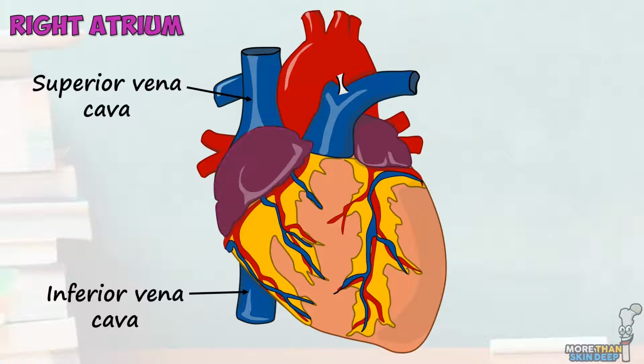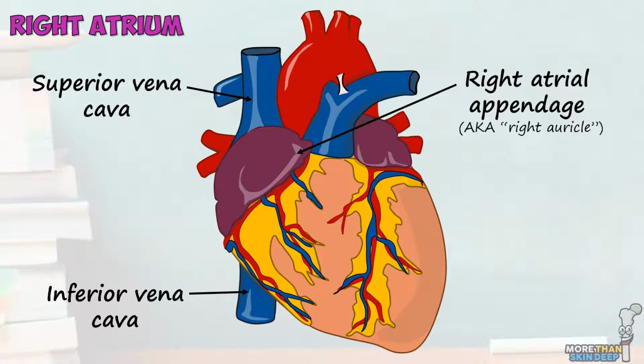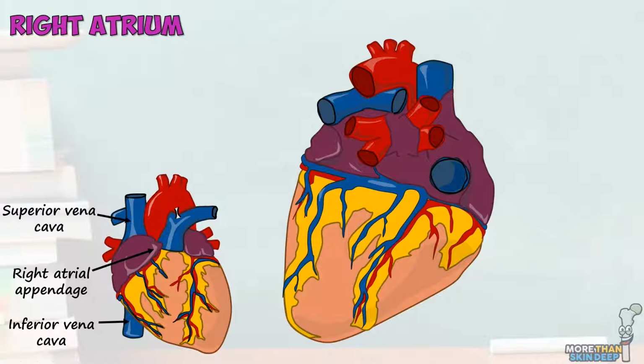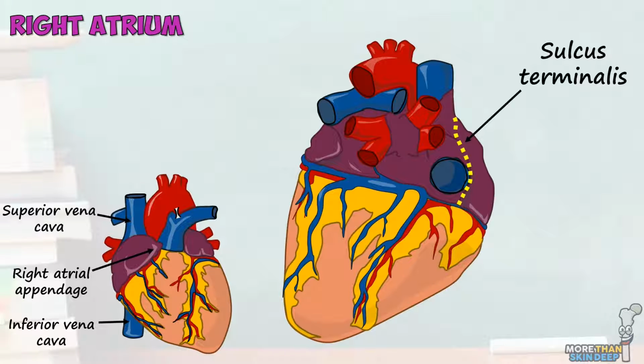From the outside, the right atrium forms most of the right side of the heart. It has a large muscular protuberance that extends anteriorly, known as the right atrial appendage, or right auricle. Here I'm actually going to use the newer term, appendage. This structure acts to increase the capacity of the right atrium. Another important external feature to note is a shallow indent on its posterior surface known as the sulcus terminalis. This corresponds with the crista terminalis on its internal surface.